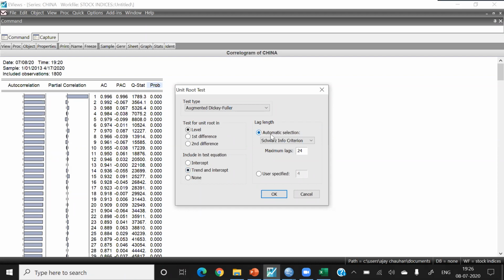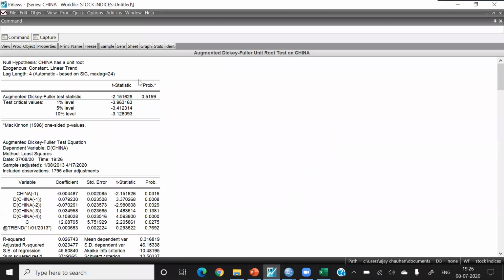After that, how many lags should we take? The lag we can decide on the basis of some criteria. These are the different criteria with the help of which we can identify the lags. The most popular is Schwarz information criterion, because it gives you the lowest number of lags. Then go to OK. Now this is the result of the Augmented Dickey-Fuller test.